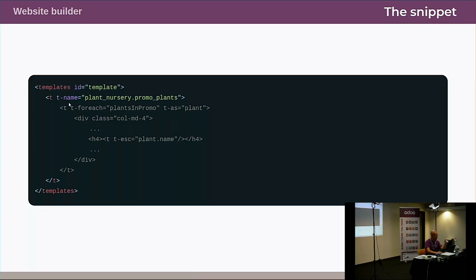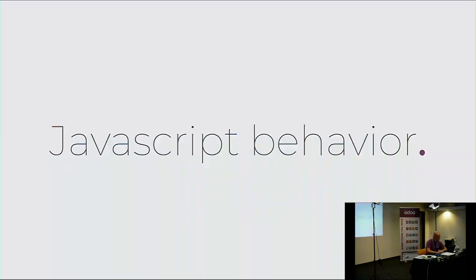So here you declare your template, so t-name, so you will be able to reuse it later with this name. And then here is an example of what we do to show the different plants. So t-foreach, and then we escape, and we are good now.